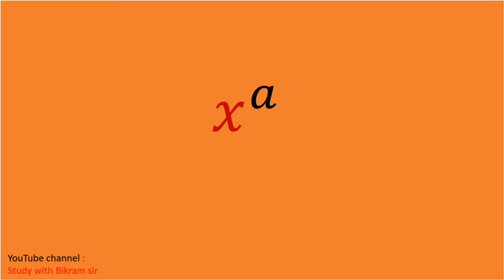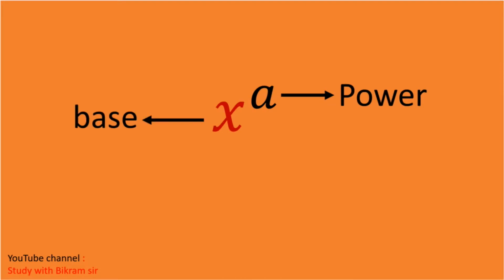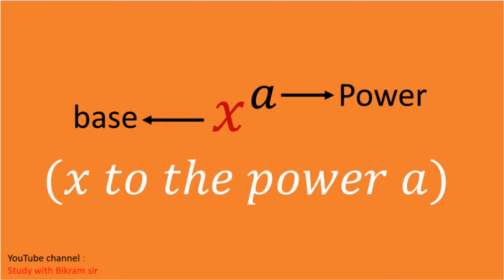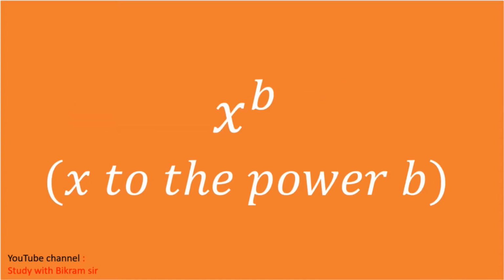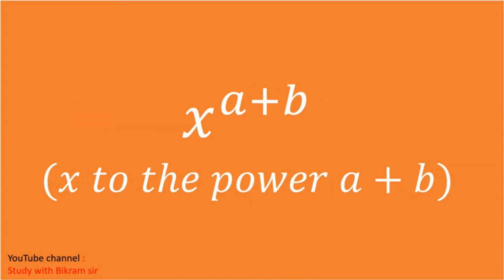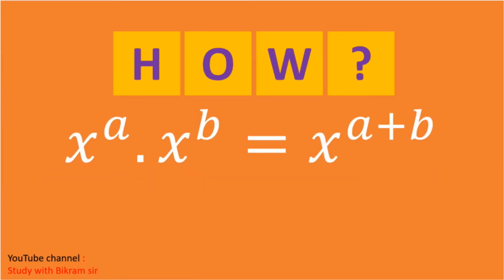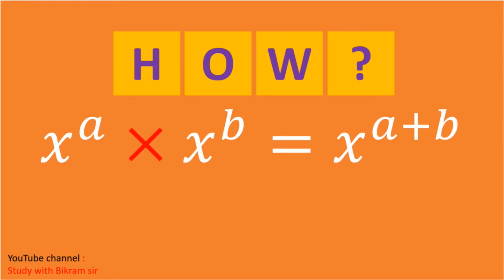Here is one mathematical term in which a is power and x is base. We can read this mathematical term as x to the power a. Similarly, x to the power b and x to the power a plus b. Finally, we can read this equation: x to the power a dot x to the power b is equal to x to the power a plus b. That dot is the sign of multiplication. We can also write the same equation like this.